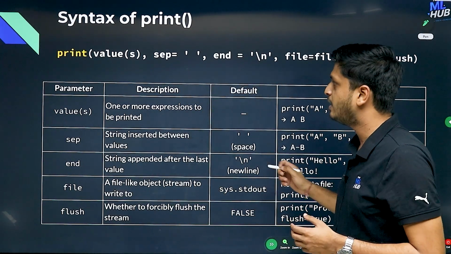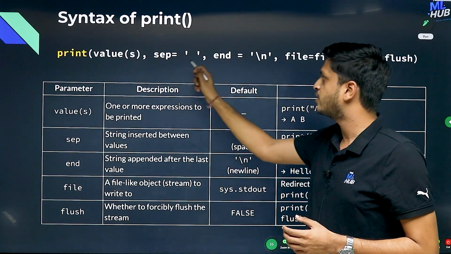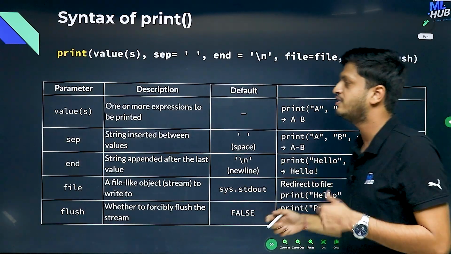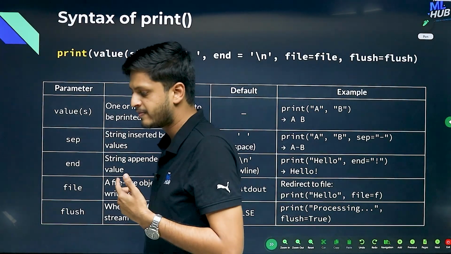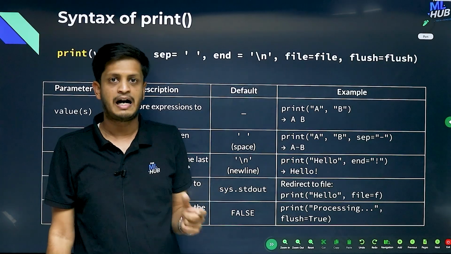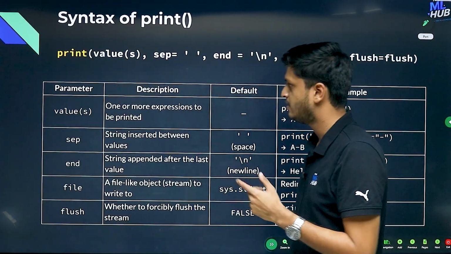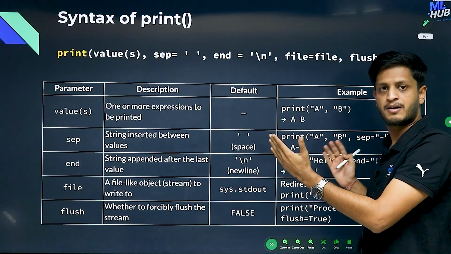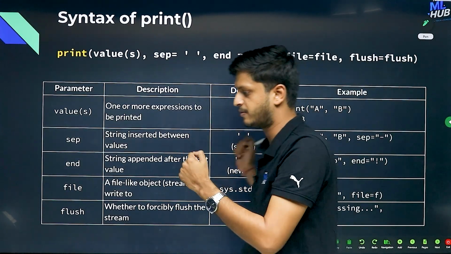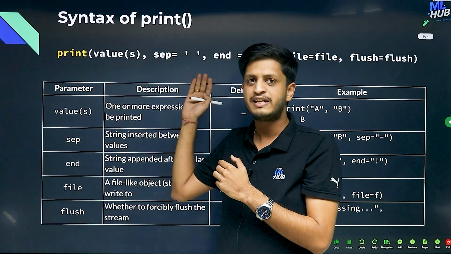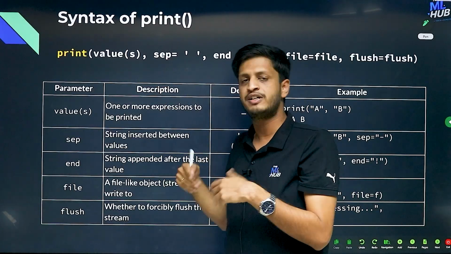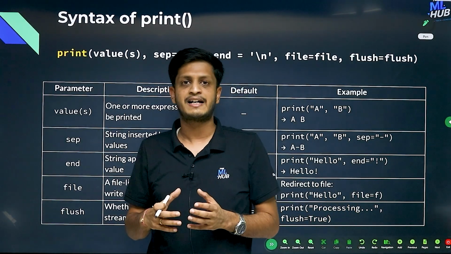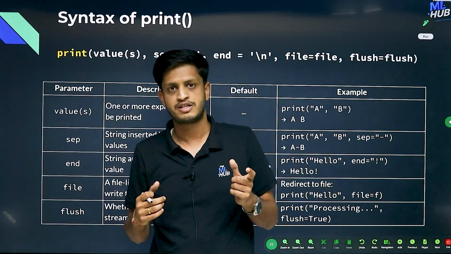In the print command, you can actually use all these arguments: sep, end, file, or flush. We will see in detail what exactly all these arguments mean. This is the entire syntax of the print command, or the print function. Generally we don't use all these features, but consider all these as features of the print command, and I'll try to explain where or when exactly you have to use them.